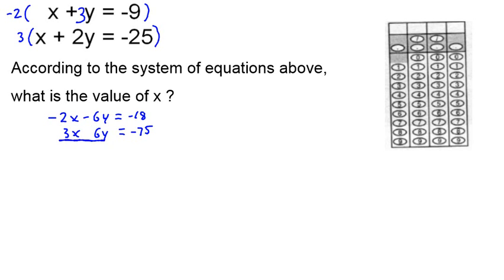Okay, so let's go ahead and add these together. So what we get is -2x plus 3x is going to be x. And finally we have -18. Actually, it's going to be +18. +18 minus 75 is going to be -57. So x in this case is -57. So we could enter it here like this. So that's a little extension that might be helpful.